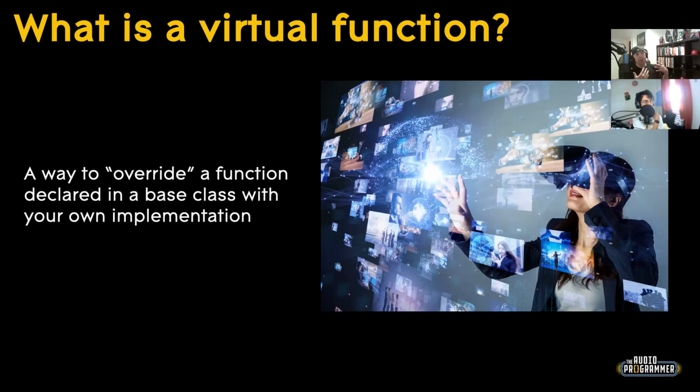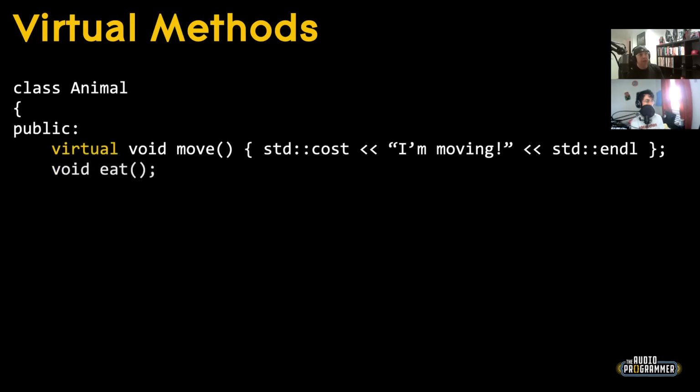It's really a way for us to override a function that's declared in the base class with our own implementation of the function in a derived class. Okay, so I'm going to show you what that means in the next slide with the same class. So we have animal, and this is our base class. The only thing I've done differently here is I've taken void move and added this virtual keyword in front of it.